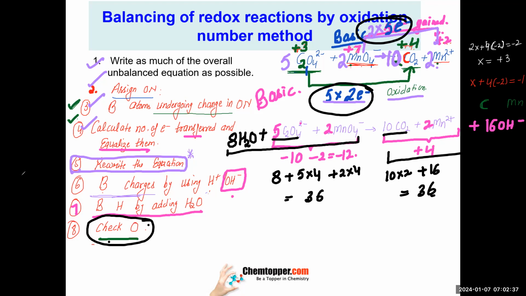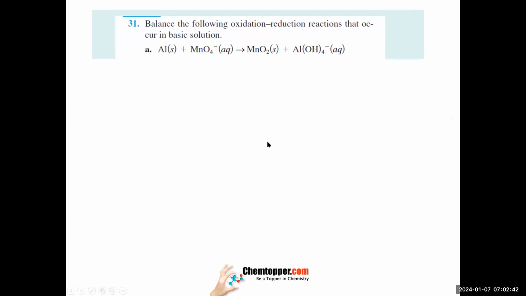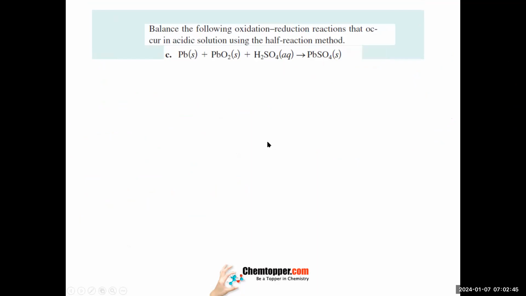Okay, ready for another? One last equation. This we have done already, children. Can we balance this one? Okay. So unbalanced equation done. Rule number 1 is done. Keep checking your rules. Rule number 1 done. Assign oxidation number. Yes, who is going to help me? What is the oxidation number of lead here?